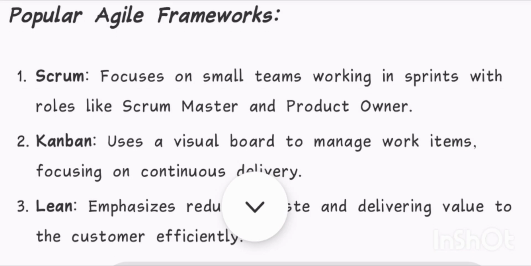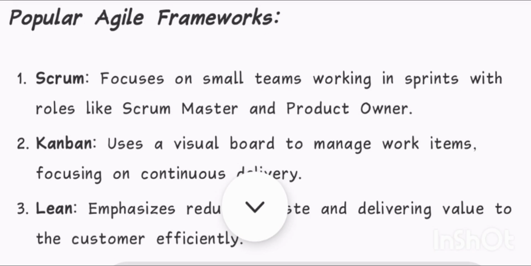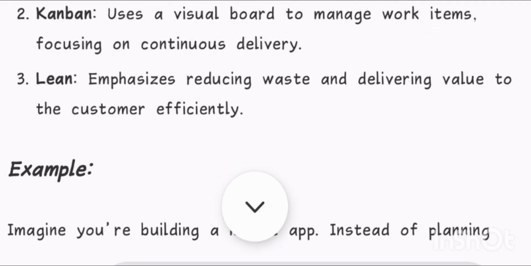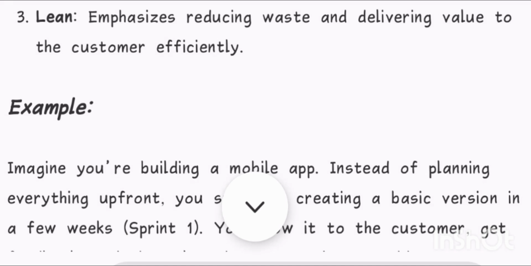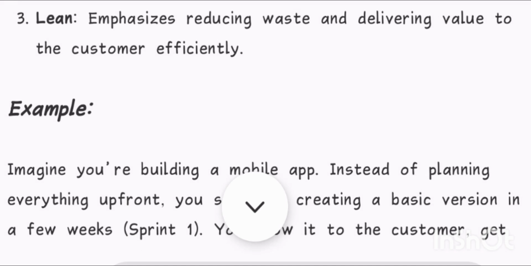Popular Agile frameworks. 1. Scrum focuses on small teams working in sprints with roles like Scrum Master and Product Owner. 2. Kanban uses a visual board to manage work items, focusing on continuous delivery. 3. Lean emphasizes reducing waste and delivering value to the customer efficiently.